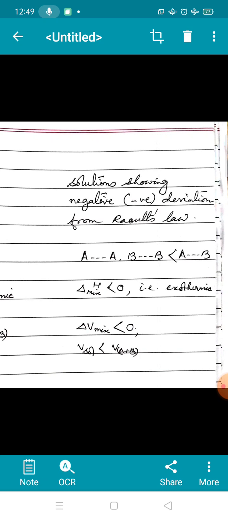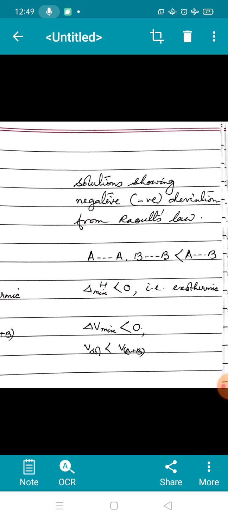Minus 0.2. That means you are getting the value in negative. So, delta V mix is less than 0. Less than 0 means negative value, right? So, this is happening because volume of solution is less than volume of pure components A and B. So, those kind of situations, these are called solutions showing negative deviation.